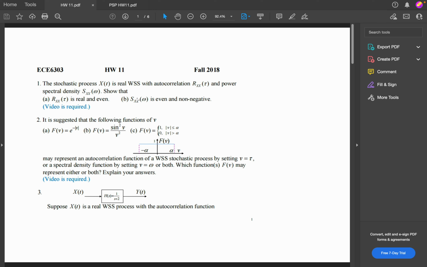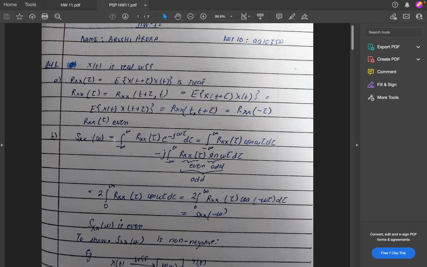For the second part, we need to show that the power spectral density function is even and non-negative. The power spectral density can be written as the integral of Rx(tau) e raised to the power minus j omega tau d tau, where the limits range from minus infinity to infinity. The exponential e raised to the power j omega tau can be written as cos(omega tau) plus j sin(omega tau), but since here there is a minus sign, we write it as cos(omega tau) minus j sin(omega tau). Rx(tau) is an even function and sine is an odd function, so this whole term will be odd, as the multiplication of an odd and an even function is odd. So when integrated over the symmetric limits, it will be 0.